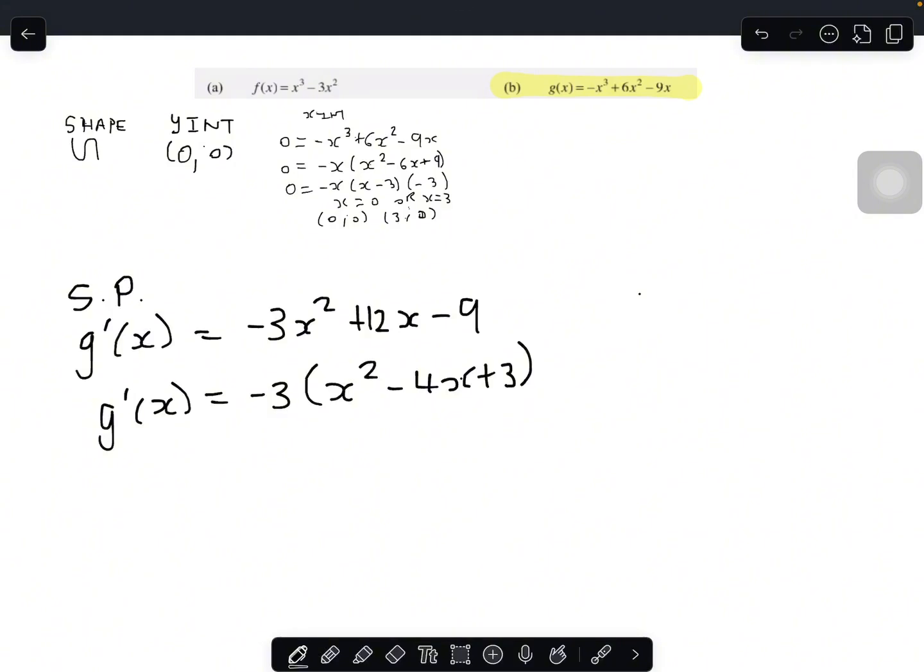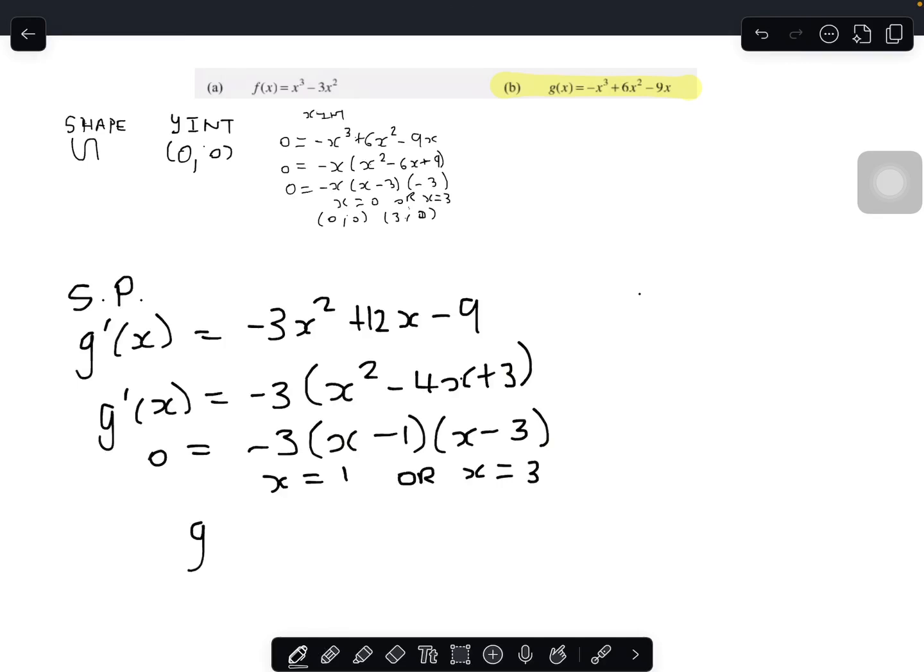Okay, and then I'm going to equate this to 0, because that's what we need to do to find our stationary points. And I'll have negative 3 into x minus 3 and x minus 1. So here x equals 1 or x equals 3. So I need to find out in my original what is the value for g of 1.